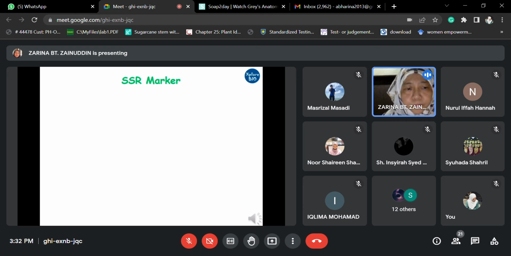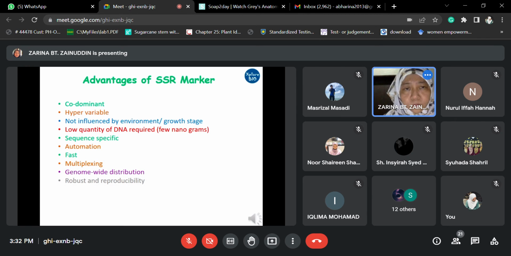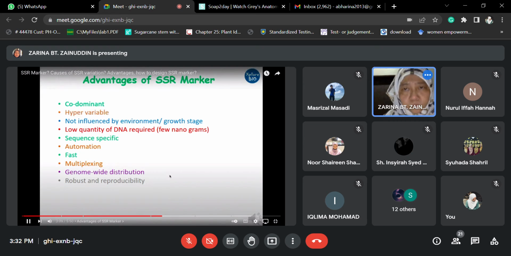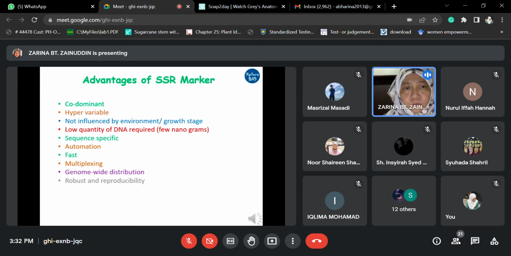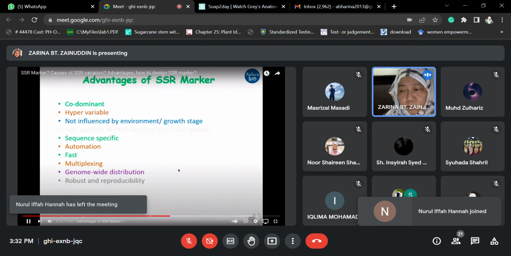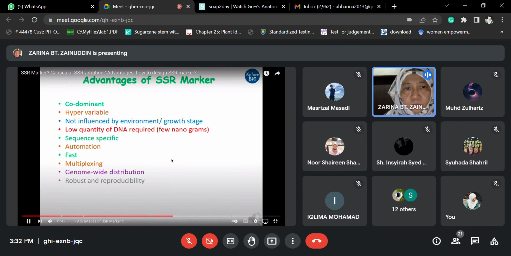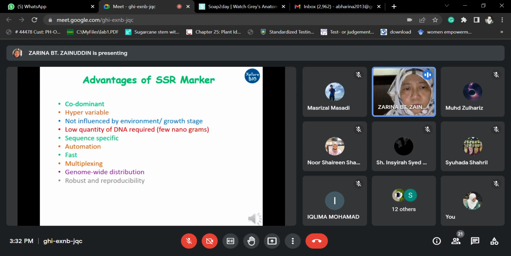Advantages of SSRs as markers. SSRs are codominant, that is, they can distinguish between homozygous and heterozygous individuals. They are hypervariable, that is, they show a high degree of polymorphism. SSRs are stable and the results are not influenced by the environment or developmental stage. Even 50 nanograms of DNA is sufficient for this study. SSR markers are sequence specific, that is, they amplify a specific DNA region.